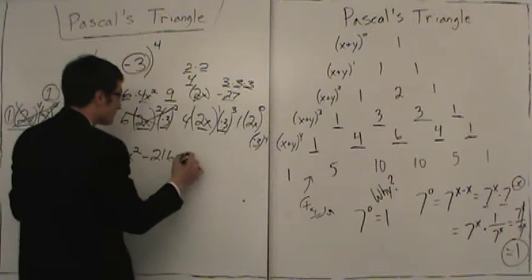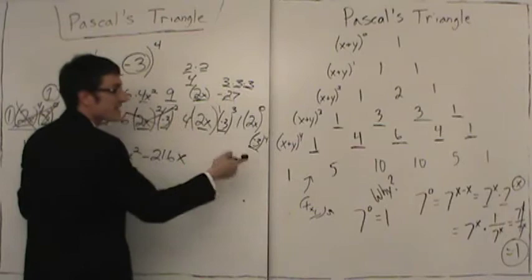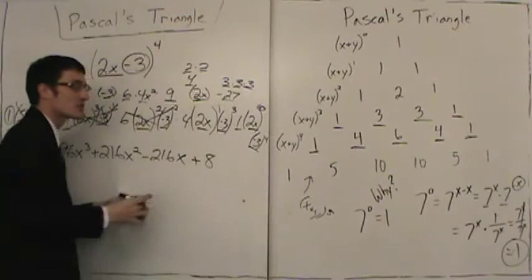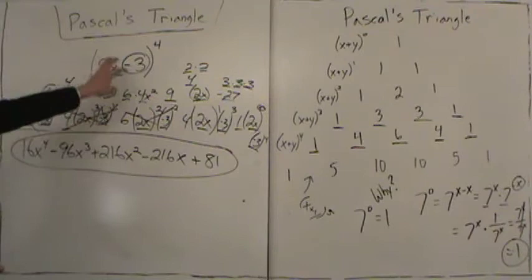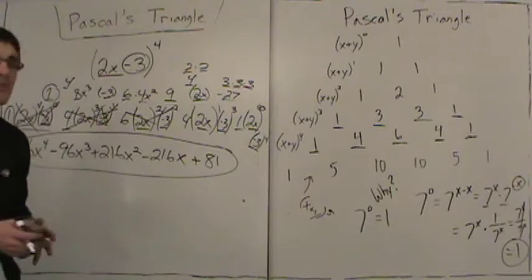Now, negative 216x, and then negative 3 to the 4th is negative 3 times negative 3 times negative 3 times negative 3, which is positive 81. We ignore the 1, and the 2x to the 0 is also 1. This is your final answer. And the worst that it can get. But I'm not going to emphasize that you guys have to do this in class. Rather, I just want you to be familiar with this. Now, reminding you really quick.